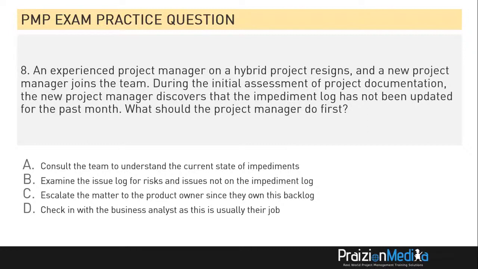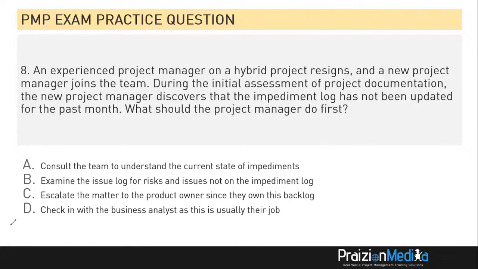All right. Well, let's round this up. So we have, do you consult with the team to understand the current state of impediments? Do you examine the issue log for risks and issues, not on the impediment log? Do you escalate the matter to the product owner since they own this backlog? Or do you check in with the business analyst, as this is usually their job? Let's use the process of elimination.